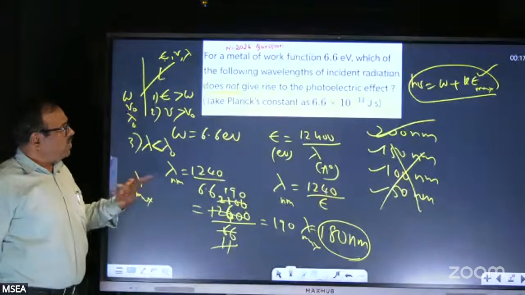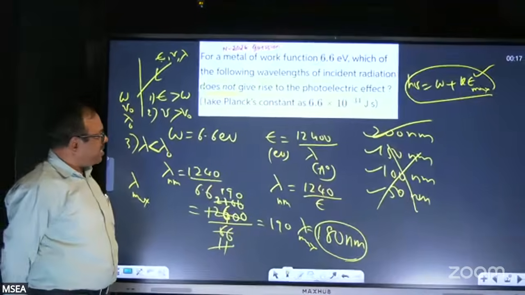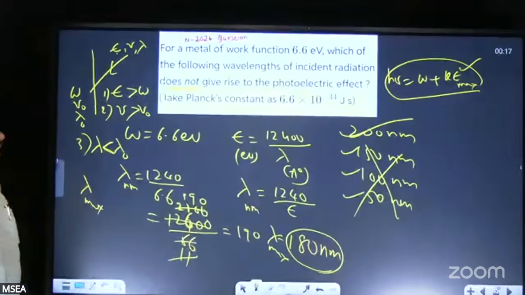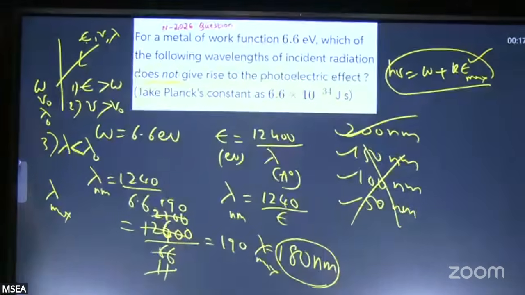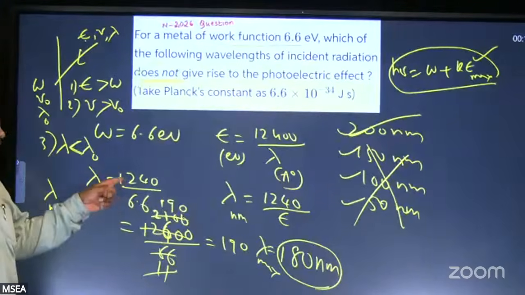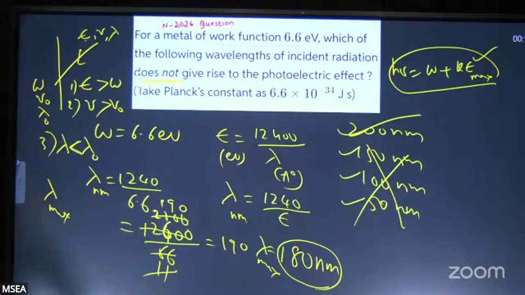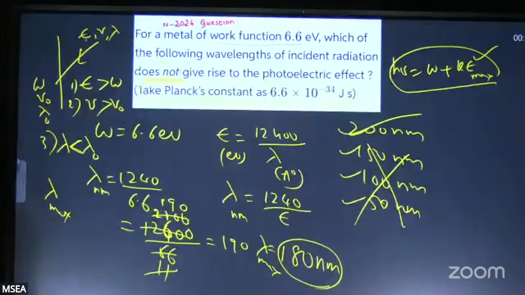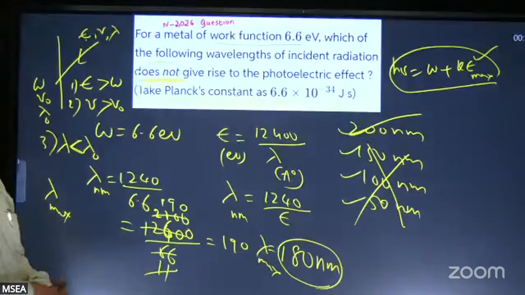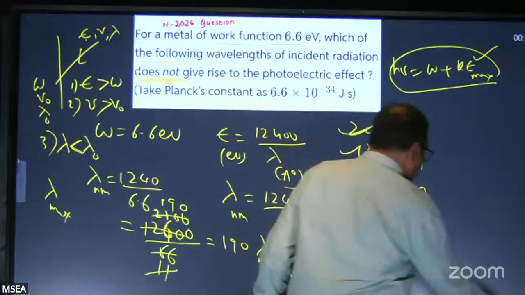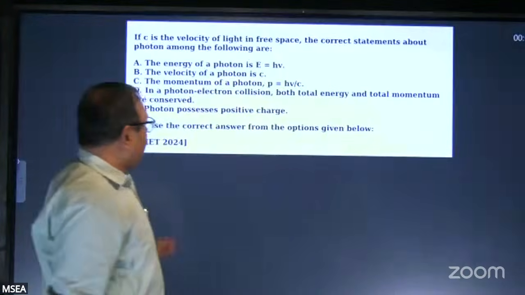Now we go to the next part. Even by using Planck's constant we can take h and c and also lambda, you can get that. Now, let us go to the next slide.